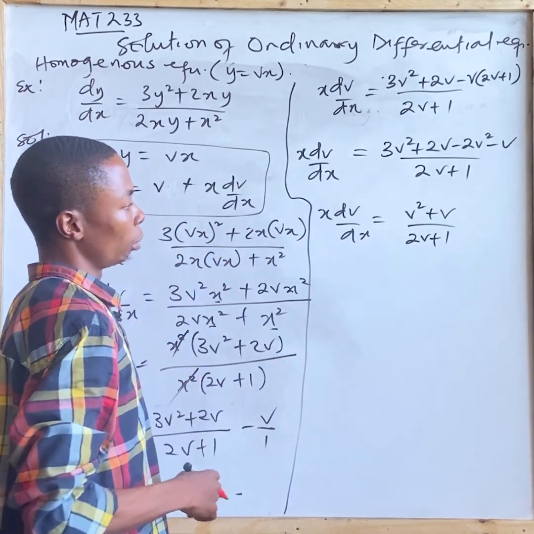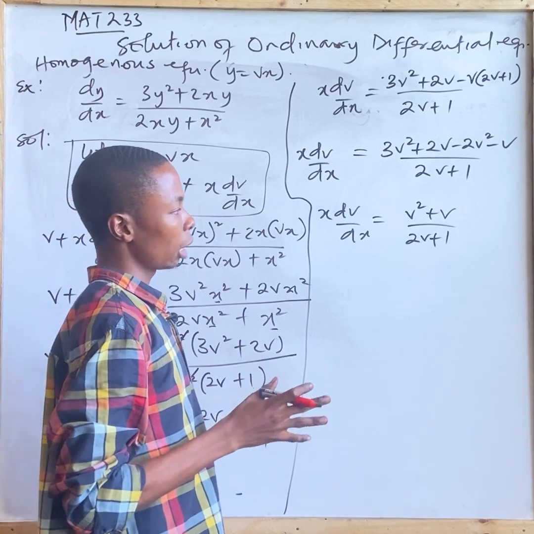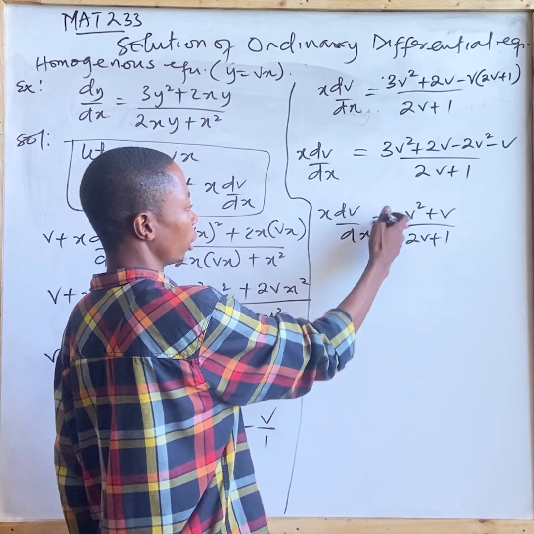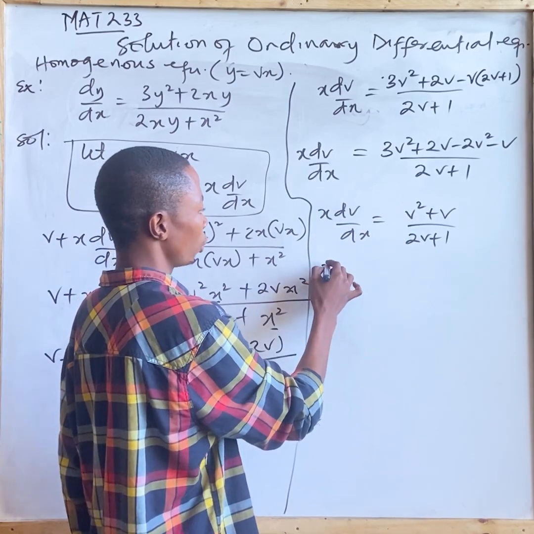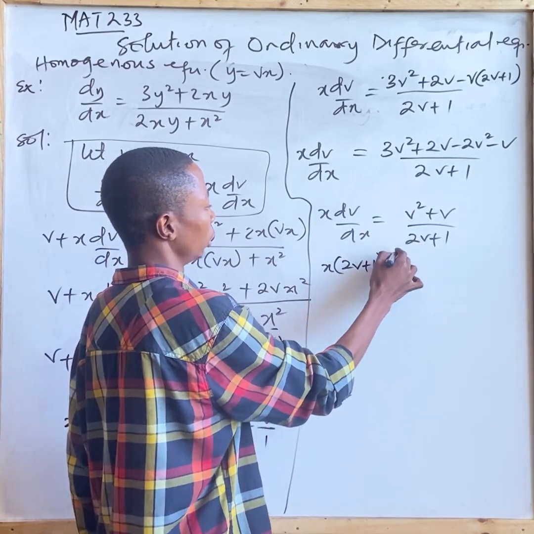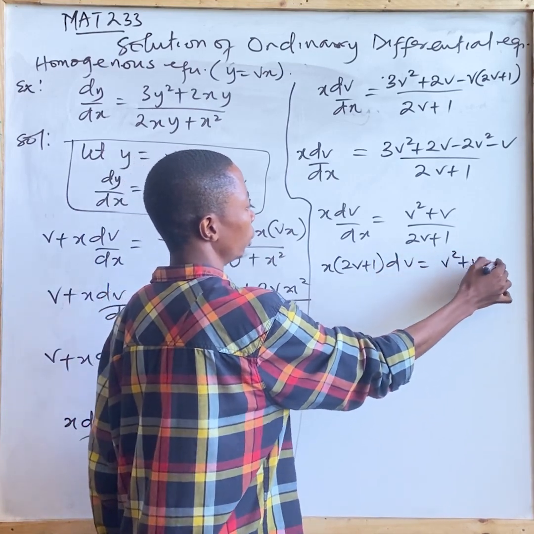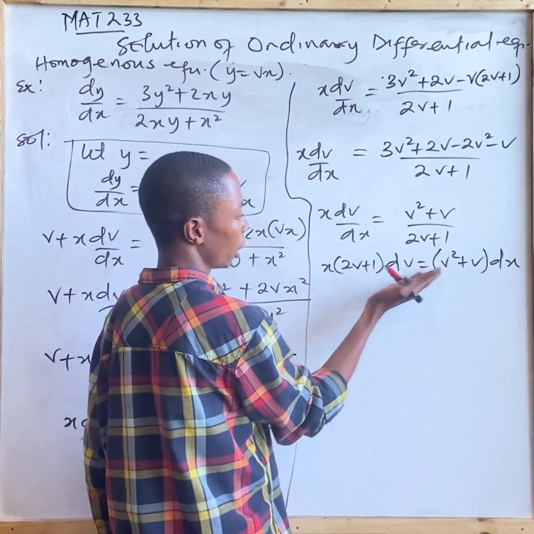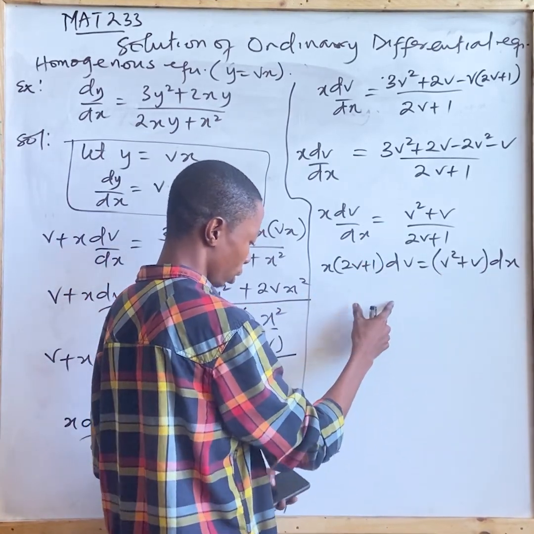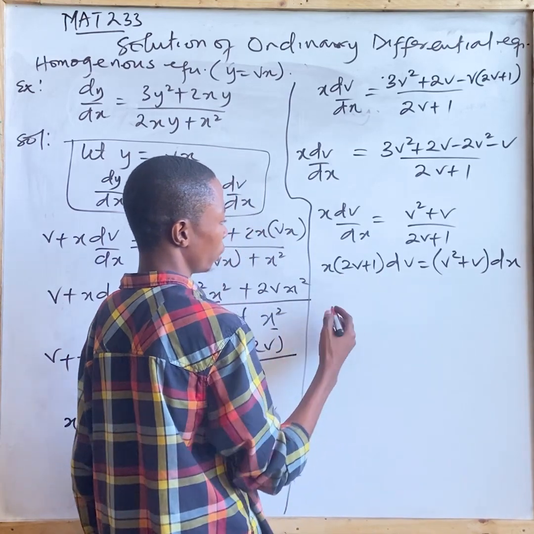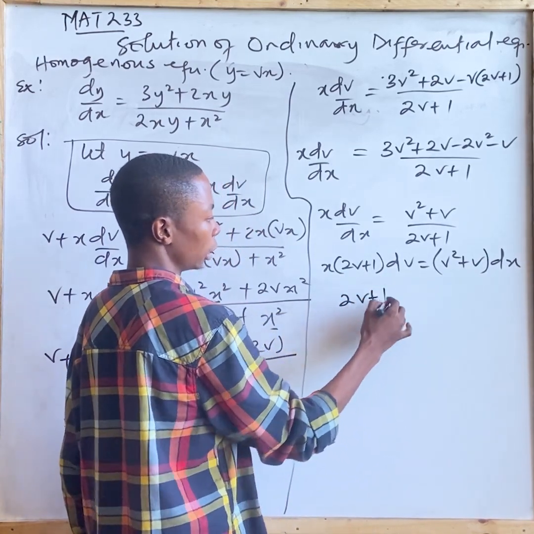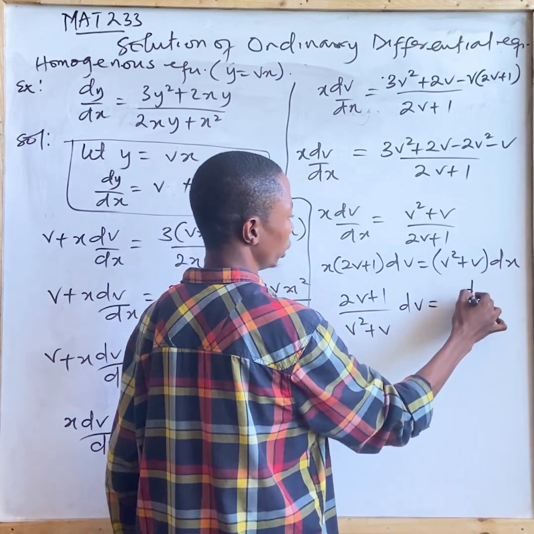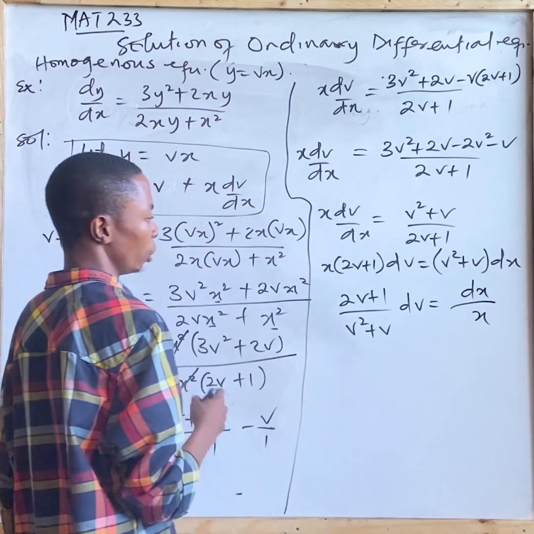So from here now, we borrow from the idea of variable separable. If I cross multiply, I'm going to have x times 2v plus 1 dv equals to v squared plus v dx. So v is here, dv is here. I will now divide both sides by v squared plus v. I'm going to have 2v plus 1 all over v squared plus v dv is equals to dx divided by x. So the variables have been separated.